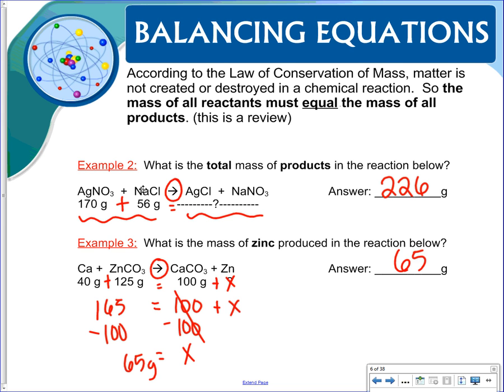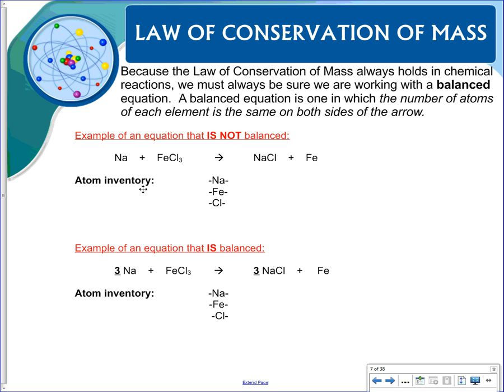Again, this should be a review, so you should be pretty good with law of conservation of mass. Because the law of conservation of mass always holds in chemical reactions, we must always be sure we are working with a balanced equation. A balanced equation is one in which the number of atoms of each element is the same on both sides of the arrow. Very important. Okay. So again, that arrow is really an equal sign. All right. So here's an example of an equation that's not balanced.